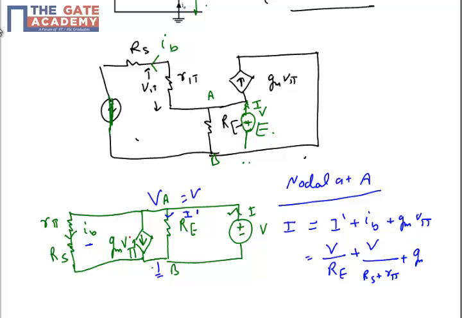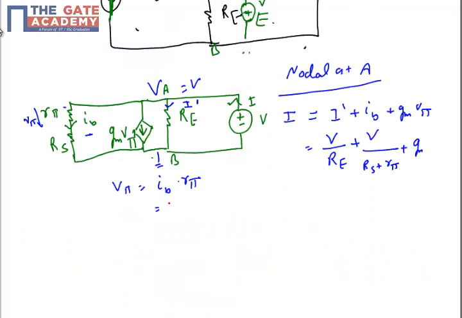And V pi is the voltage across your R pi, right? So V pi is defined as IB into R pi, and we know that IB is V by RS plus R pi. So just put the values: GM V pi is GM into V R pi upon RS plus R pi. V R pi upon RS plus R pi is I.